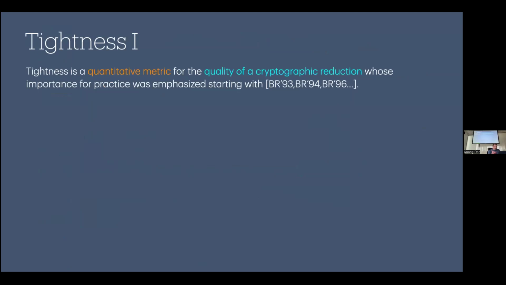Okay, so now some of you may actually not know what is tightness of a security reduction. Tightness is a quantitative metric of the quality of a reduction. Its importance in practice was brought to light basically in the 90s by a series of works by Bellare and Dai. And I think at least for work on standard cryptographic primitives like encryption and signatures and so forth, now it's pretty widely accepted as important. So let's motivate it via a question.